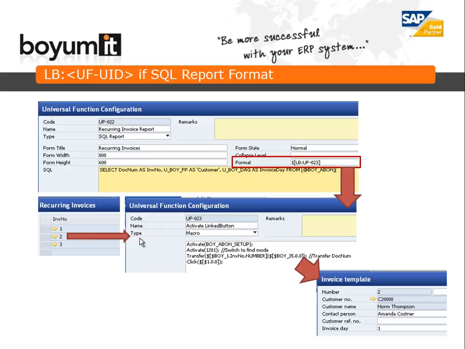In this case I actually do a macro, so I activate the recurring invoice window, I switch to find mode, I transfer my number 2 here over to the field on the invoice template screen, and then I click the search button. So I have essentially made my own functionality for that link button, or the orange arrow I have.